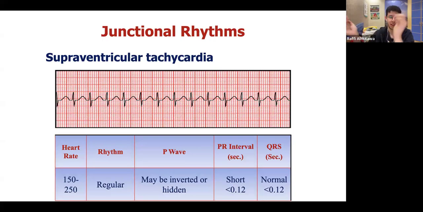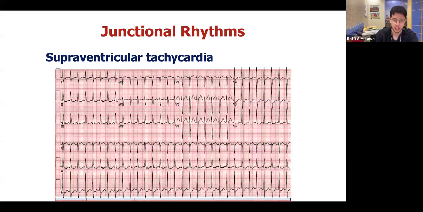Why? Because it's philosophical. And yeah, it's about the bundle of His, really. But again, nitpick details, not too important, but it's important to remember the threshold. So 40 to 60, 60 to 100, 100 to 150, 150 to infinity and beyond. And yeah, this is supraventricular tachycardia. Supraventricular tachycardia is a type of AV node reentrant tachycardia, like Wolff-Parkinson-White.